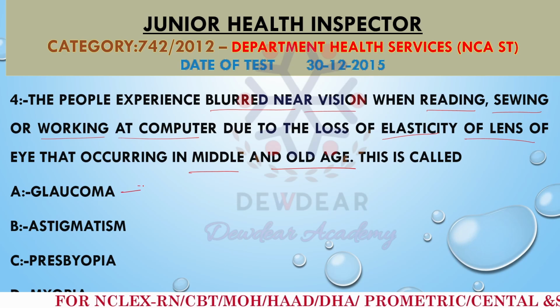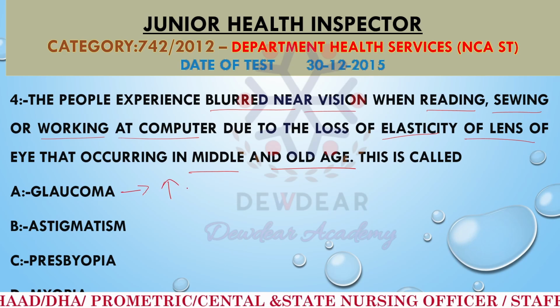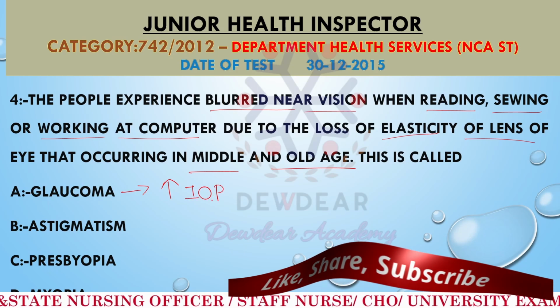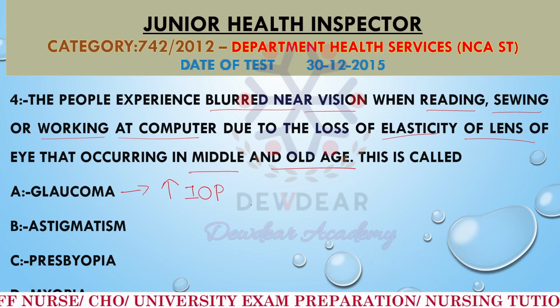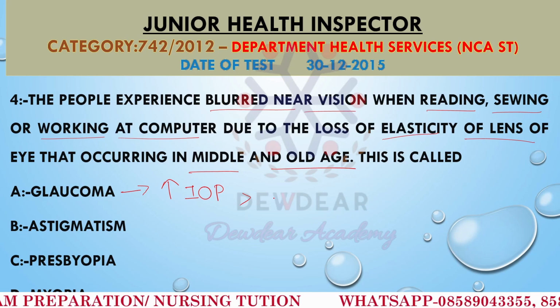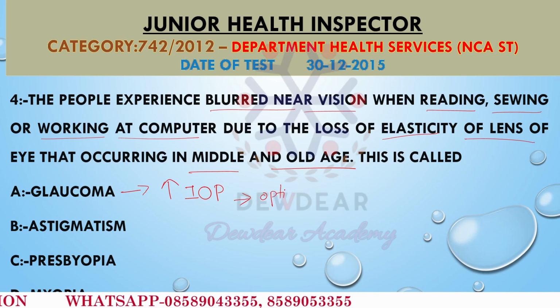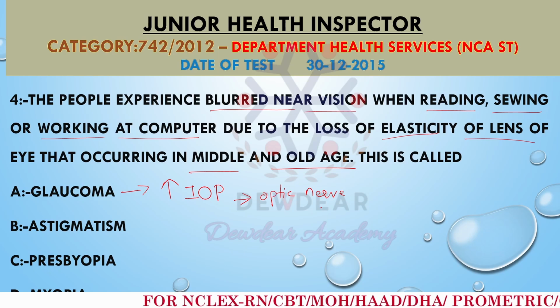Glaucoma is an eye condition which is caused by increased intraocular pressure. Glaucoma is mainly concerned with increased IOP, which can damage the optic nerve and lead to vision loss. So this can cause damage to the optic nerve, and it also results in vision loss. So that is not related to difficulty focusing on near objects due to aging.